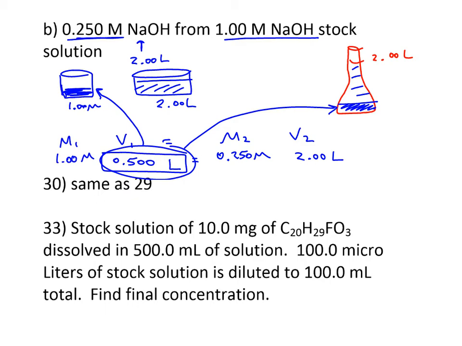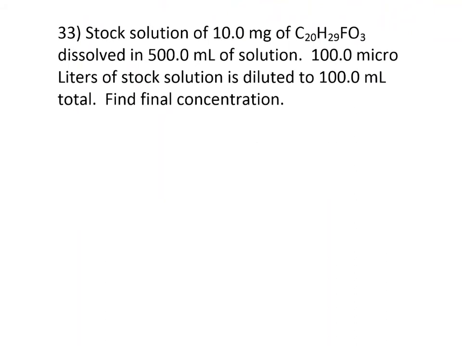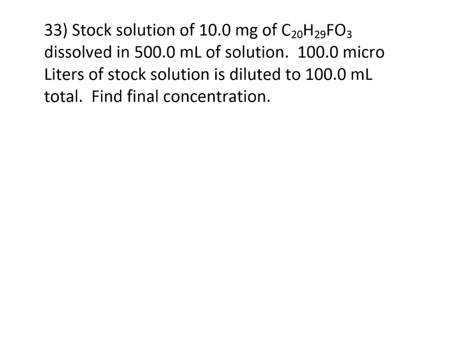And then lastly, 33 is kind of like a more complicated version of this type of problem, where you have this stock solution that you're making of this material right here, and you have 10 milligrams of it, and you're dissolving it in 500 milliliters of solution, and then you're taking 100 microliters of that, which is the stock, and you're going to dilute it into this. So the stock solution right here is the original. So let's do the stock first.